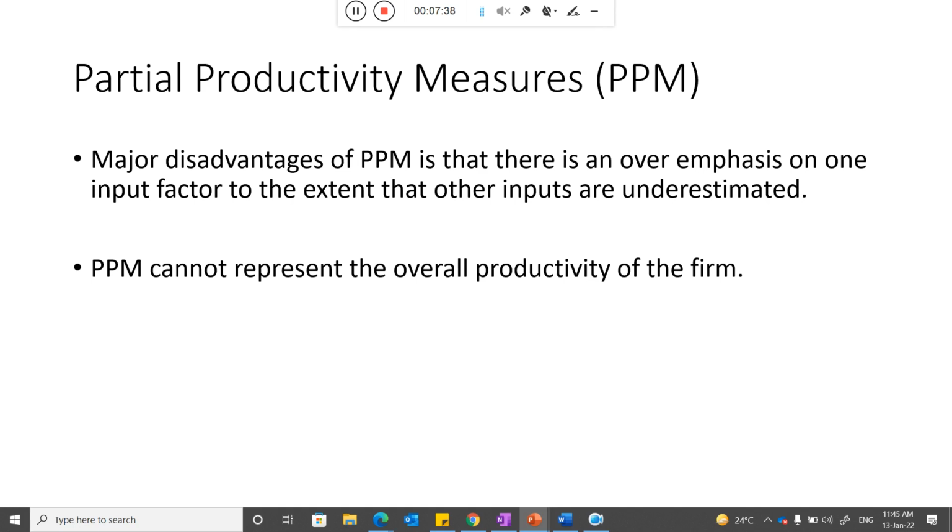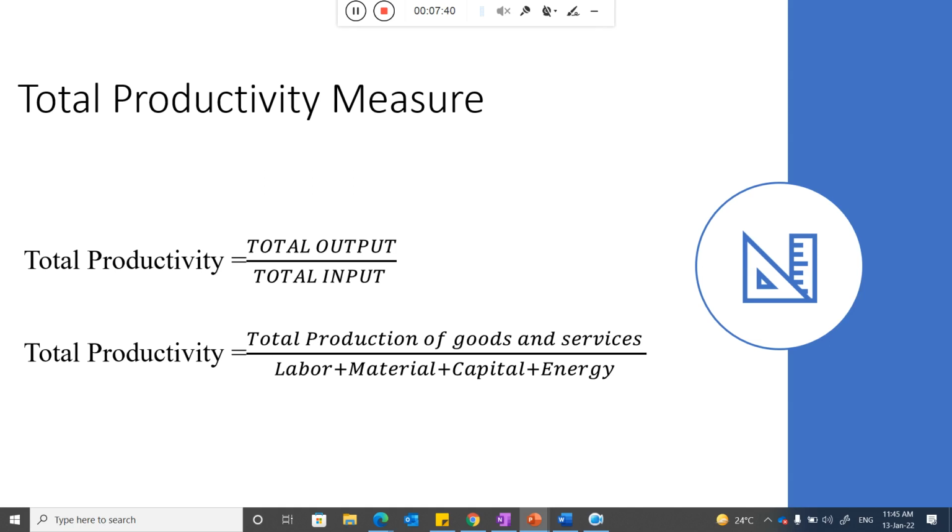Okay, there is one more thing, that is the total productivity measure. So what is the total productivity measure? It says that the total productivity of the plant or of the organization is nothing but the ratio of output and input. The output is the total production of goods and services, and in the input I will consider all the things: labor, material, capital, energy and other miscellaneous costs. That ratio will tell you the total productivity.